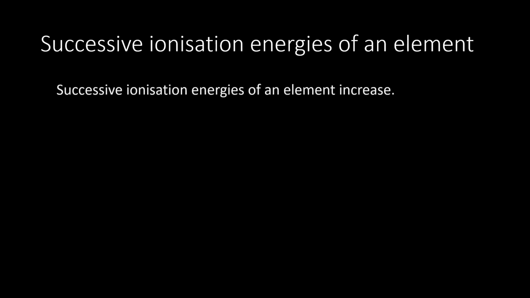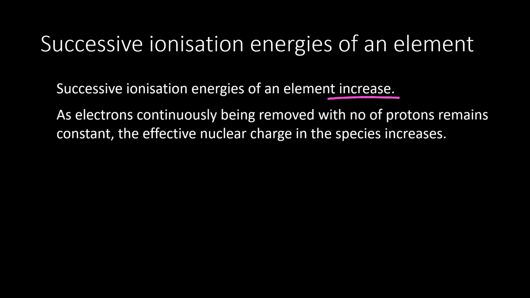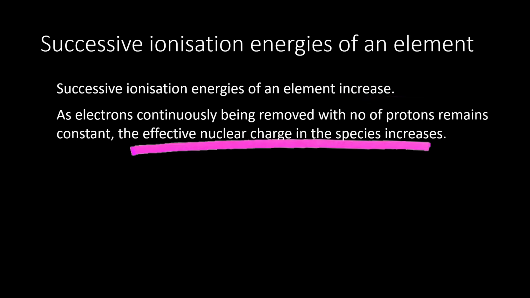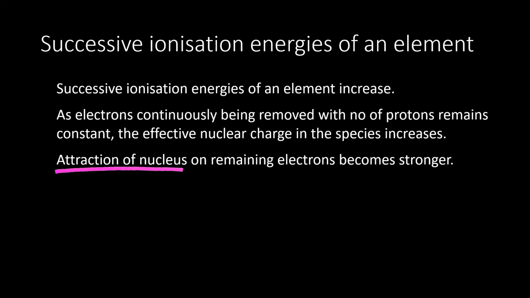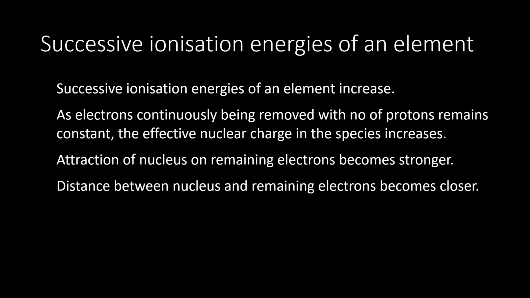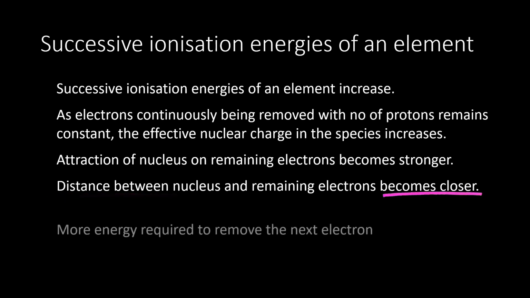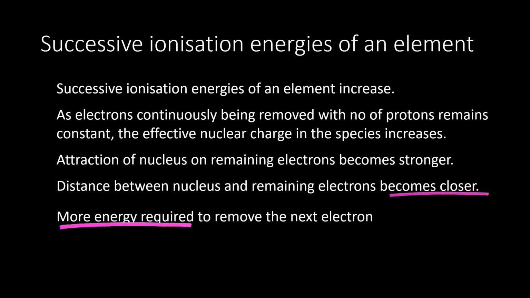Successive ionization energies of an element increase because as electrons are continuously removed, the number of protons in the element is still the same. Hence, the effective nuclear charge in the species increases, and therefore the attraction of the nucleus on the remaining electrons becomes stronger. As the attraction becomes stronger, the distance between the nucleus and the remaining electrons becomes closer, and more energy is therefore required to remove the next electron.